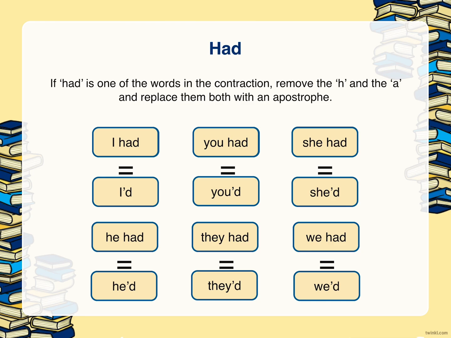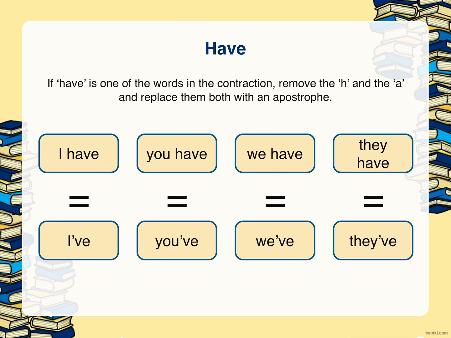Okay, so if had is one of the words in the contraction, you remove the H and the A and replace them both with an apostrophe. And you can see the examples below. I'm not going to read them all out. You can pause the video if you want to look at it a little bit longer. And have, if it's have, one of the words in the contraction, remove the H and the A and replace them both with an apostrophe, and you're left with the VE.